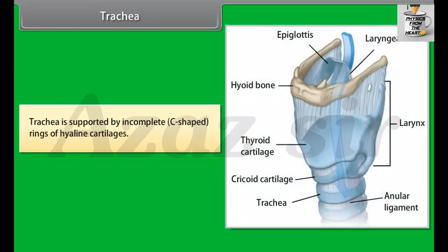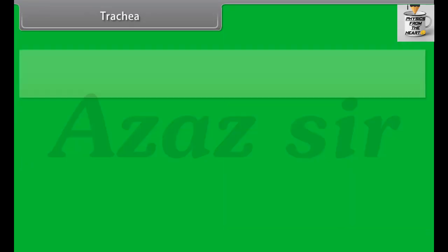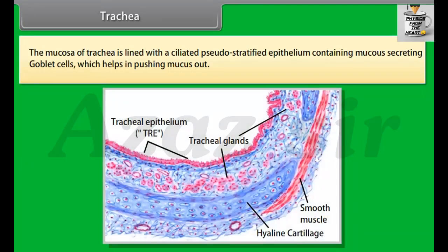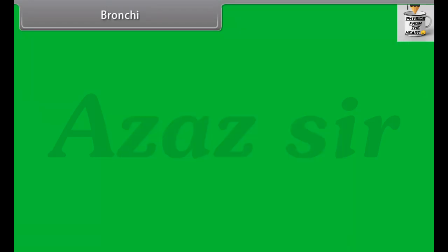Trachea is supported by incomplete C-shaped rings of hyaline cartilages. The mucosa of trachea is lined with a ciliated pseudostratified epithelium containing mucus-secreting goblet cells, which helps in pushing mucus out.